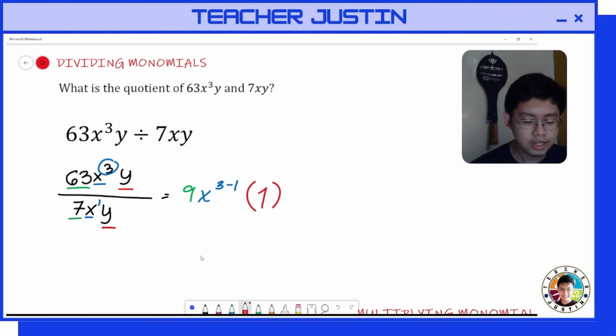Okay, then let's simplify. 9 times 1 is 9. X raised to 3 minus 1 will be x raised to 2. So our quotient of these two monomials will be 9x squared. And that will be our final answer. Ta-da! Alright. And that is it.